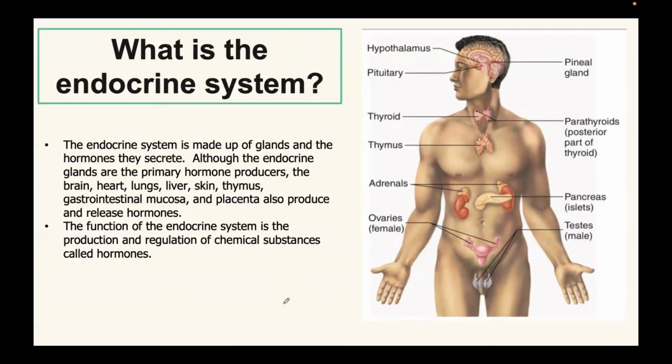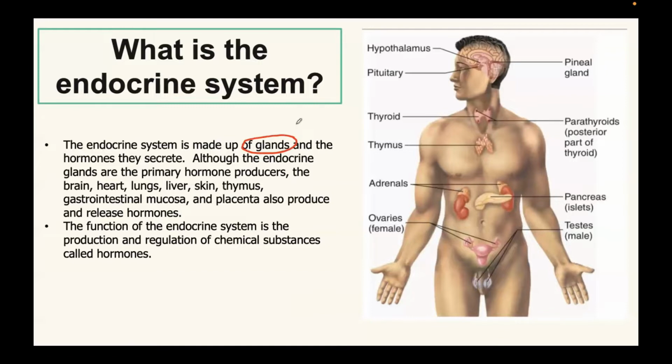Your endocrine system is made up of glands. Okay, again, it is made up of glands. And what are glands? Glands are any structure that makes and secretes hormones. Again, your endocrine system is made up of glands, and glands are any structure that makes and secretes your hormones.